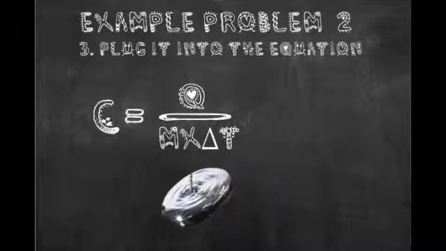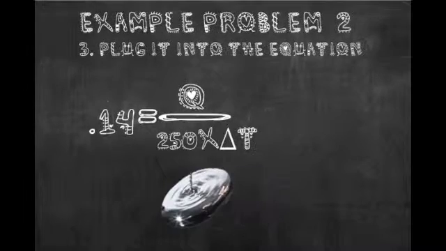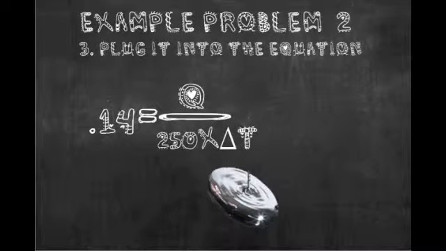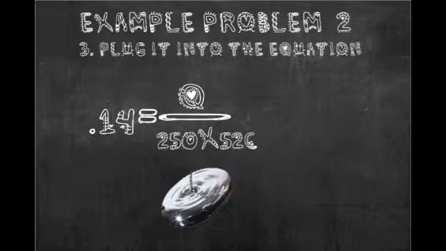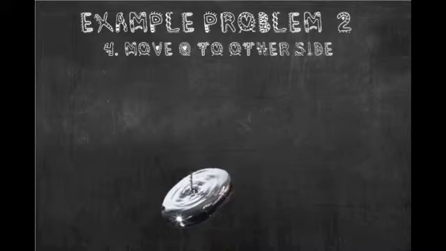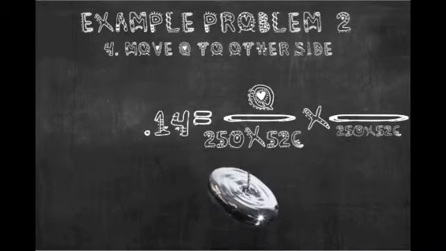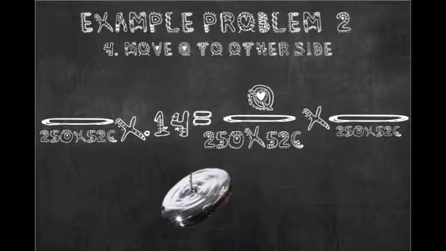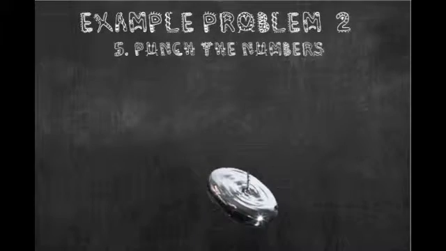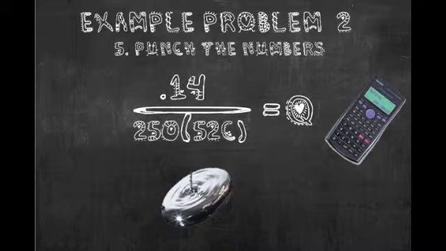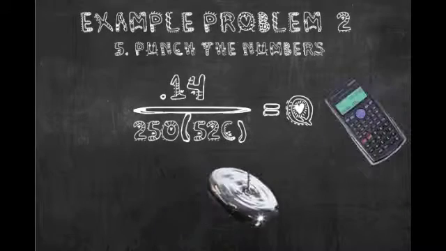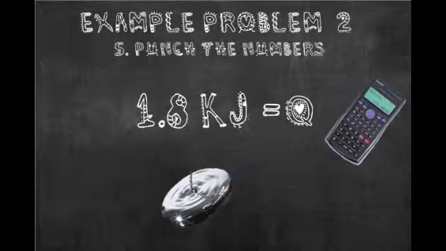Next, we plug it into the equation. C becomes 0.14, M becomes 250, and delta T becomes 52 degrees Celsius. Then, we have to isolate Q by dividing both sides by 250 times 52 degrees Celsius. We should get 0.14 over 250 times 52 degrees Celsius is equal to Q, and our answer is 0.18 kilojoules.